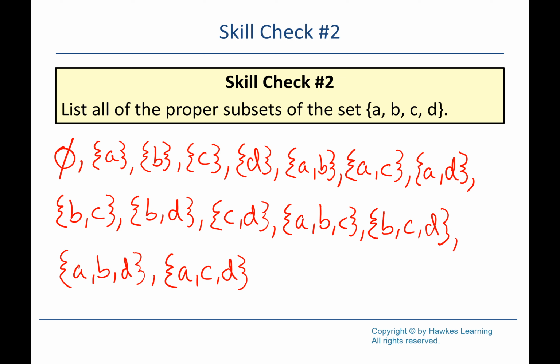A lot of listing. And the more elements you get, the more subsets you get really quickly. If you have a set of 10 elements and it says list out all the proper subsets, that would be a long list. So we're not going to do very big ones. But how many do we have here? Let's see. 1, 2, 3, 4, 5, 6, 7, 8, 9, 10, 11, 12, 13, 14, 15.